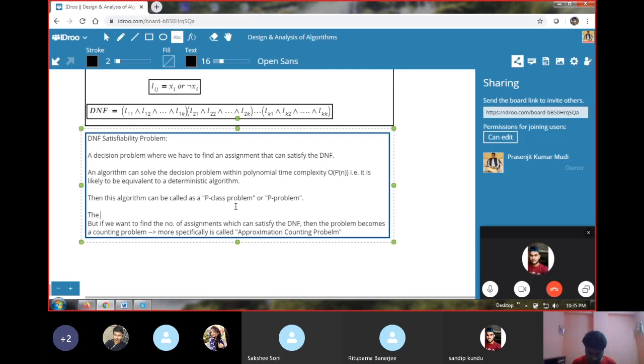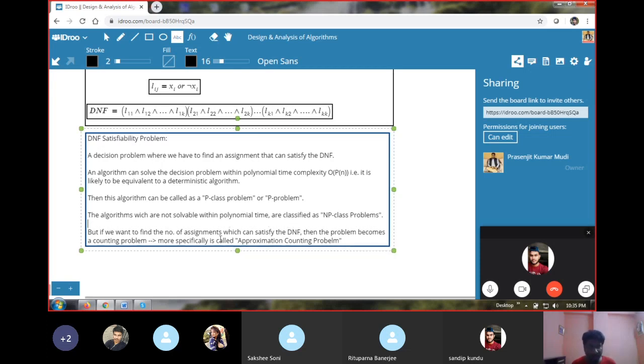So the algorithms which are not solvable within polynomial time are classified as NP class problems. So this is NP, the NP class problem.